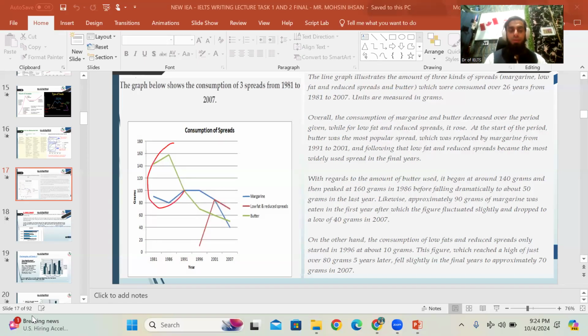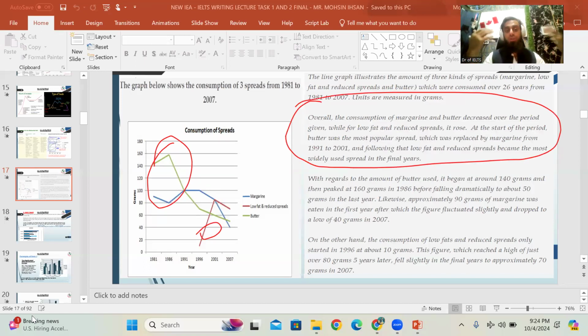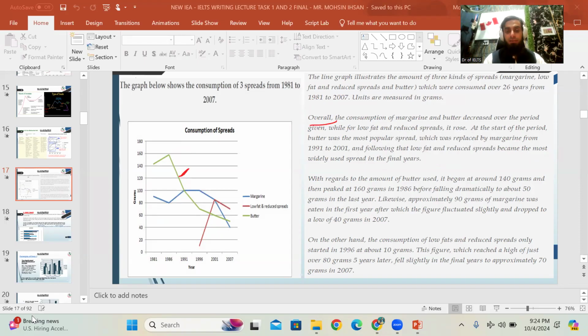Now see, first we will discuss this, then this in the overview summary, but we will discuss which one is at the peak and low, not how much. Now see overall, you can start with overall. The consumption of this line, margarine, blue, and butter, green, the consumption of these two lines and butter decreased over the period of time. Decrease means they come downstairs.